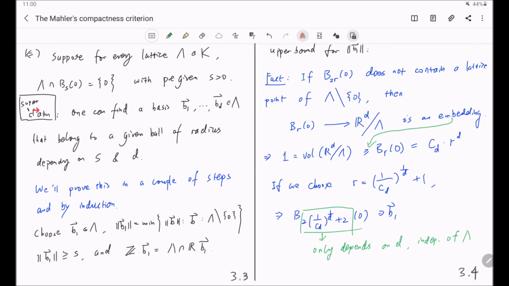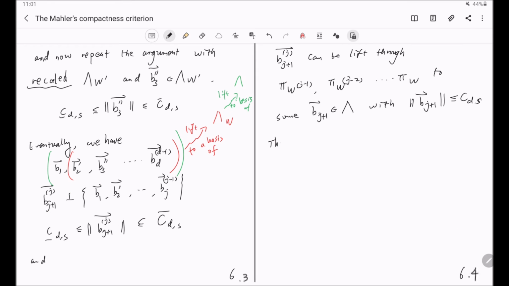Actually, we prove our superclaim directly. We simply find the basis B1 through BD through lifting that belong to a given ball of radius depending only on S and D. So this finishes the proof of claim 2 and the superclaim.